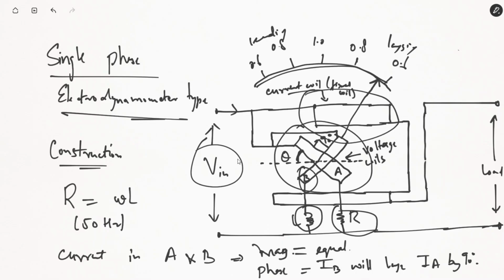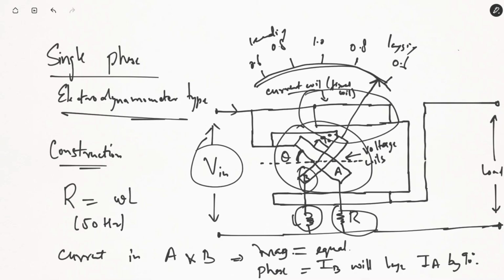As far as the current in coil A is concerned, it will be in phase with the applied voltage because it is resistive. While in the parallel path B of the voltage coil, as it is inductive, the current will be lagging behind the applied voltage, and since it is highly inductive, it will be almost lagging behind by 90 degrees. Fine. So you have the voltage coils A and B.